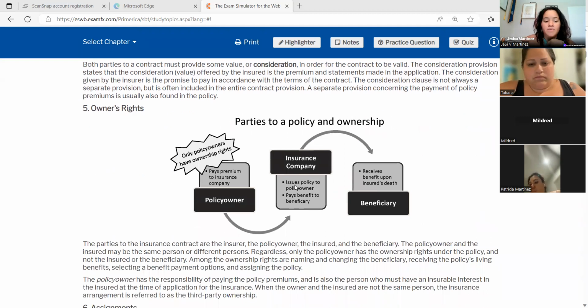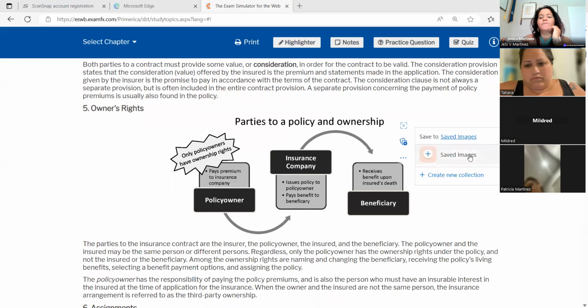Owner's rights, you'll see it in this graph. Again, if you see the graph, let me see. Oh, you saved it to collections, look at that.